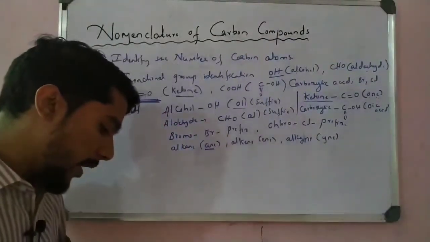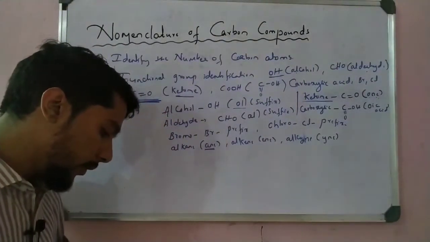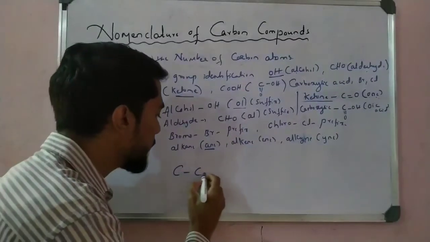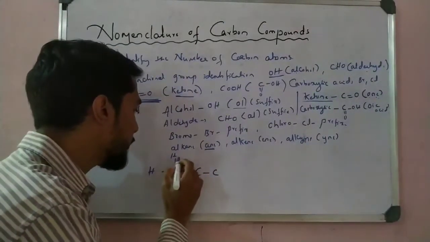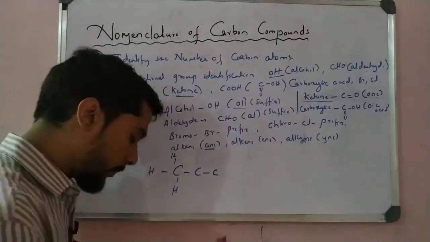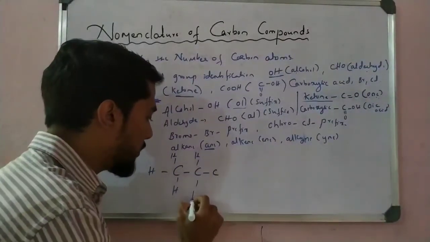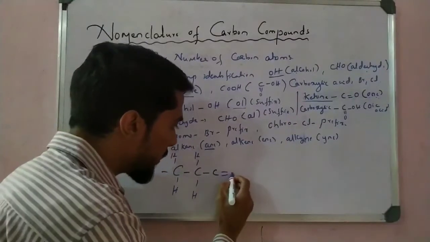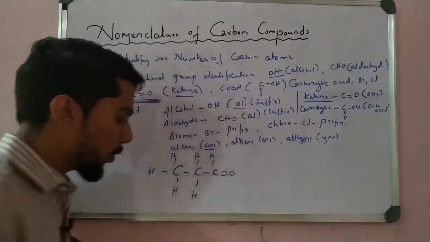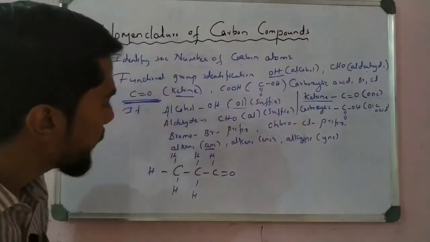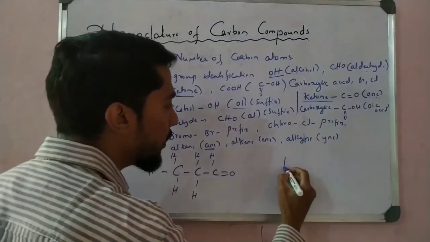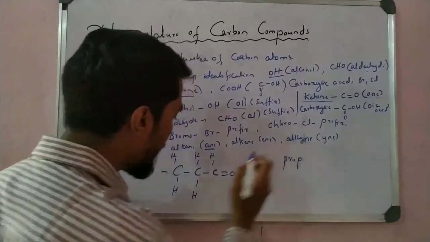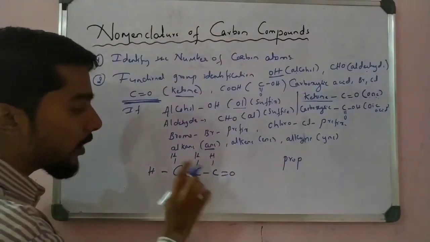Okay, now see another example like that. C, H, all over H here. Now here C double bond O H. Now let us see here, how many carbons are there? 1, 2, 3 carbon means what? Prop. Okay, carbon carbon single bond, carbon carbon single bond.